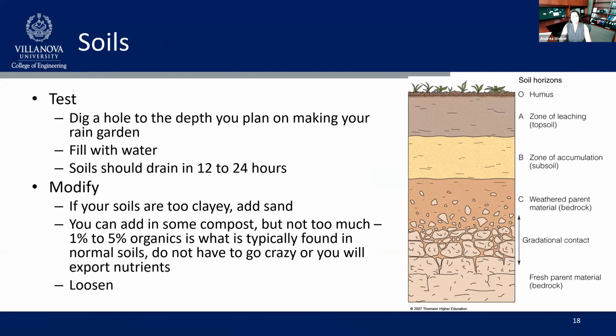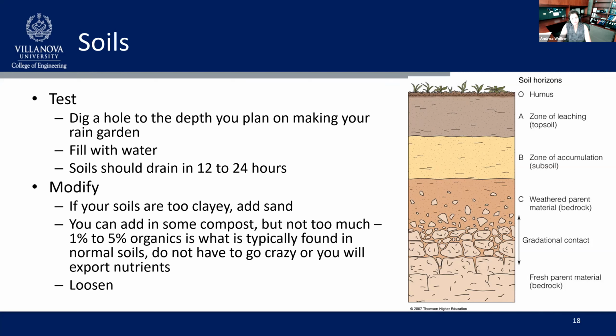All right, so let's talk about soils. The one thing that you might want to do is go out and determine if your soil is going to have adequate infiltration capacity. When we design these for commercial use, we do much more sophisticated tests than this, but really what you're looking to answer is, will the water be able to infiltrate into the ground or not? So I would recommend that you just dig a hole to the depth that you're planning on making your rain garden, fill it up with water, and make sure that it goes away within 12 to 24 hours.